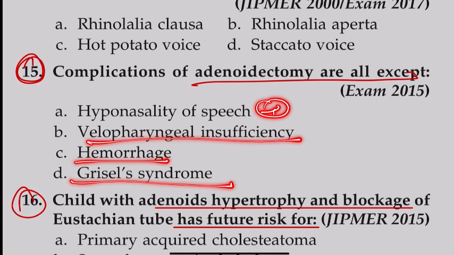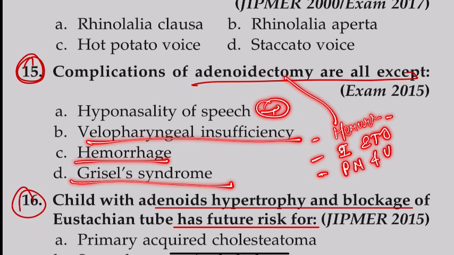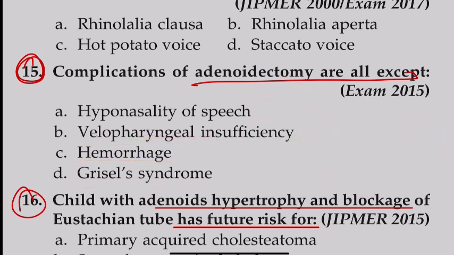Now talking about the complications of adenoidectomy, right. Hemorrhage is the most important complication. Similarly, injury to the eustachian tube opening, injury to pharyngeal musculature and vertebrae. Grisel syndrome is also an important complication in which the patient complains of neck pain and develops torticollis, head tilt at an odd angle. Similarly, velopharyngeal insufficiency, nasopharyngeal stenosis, recurrence. These are also complications of adenoidectomy.